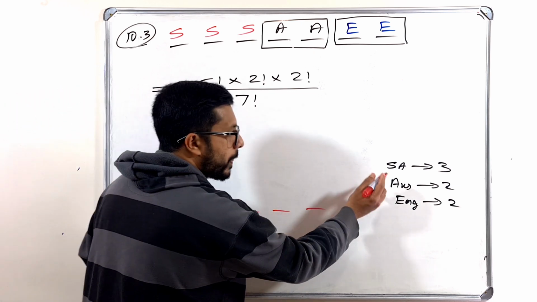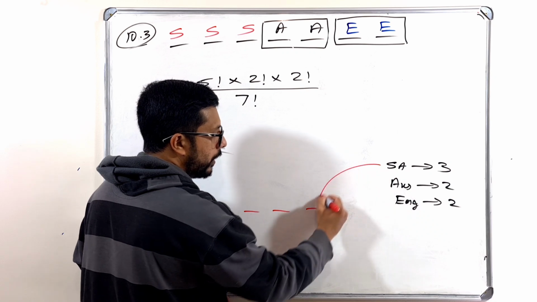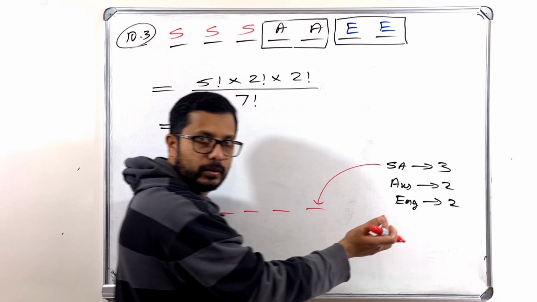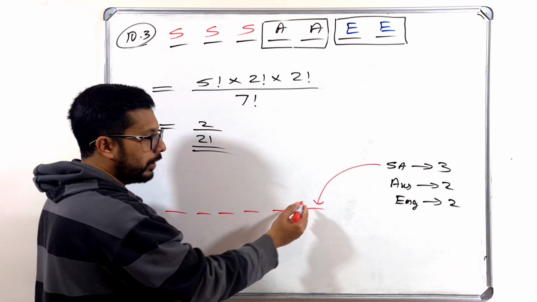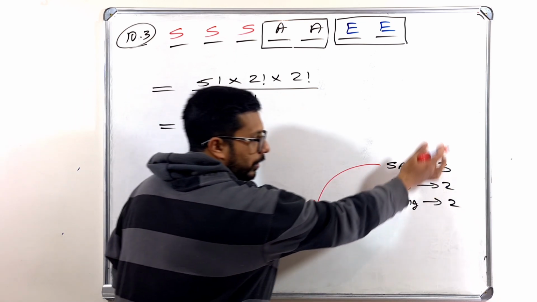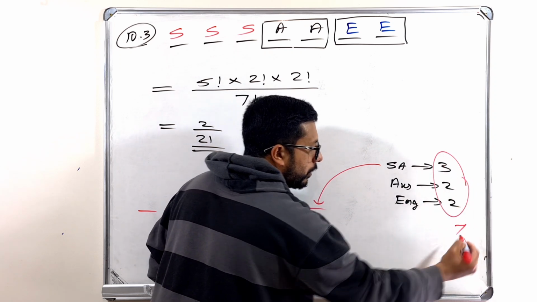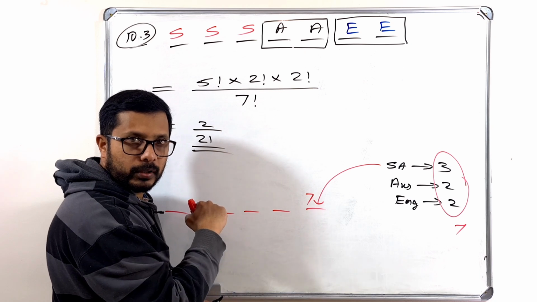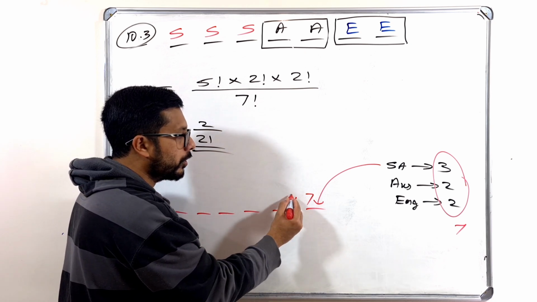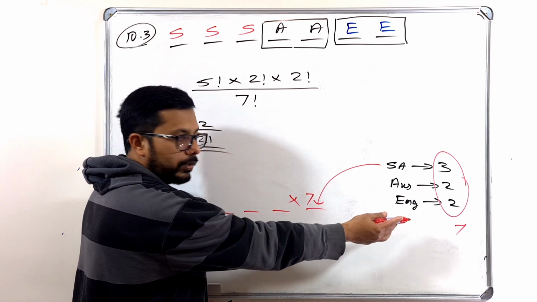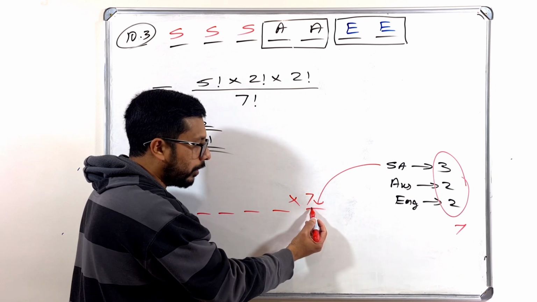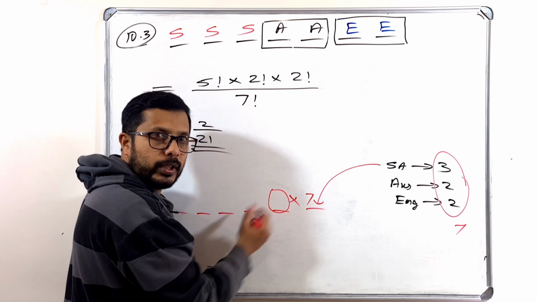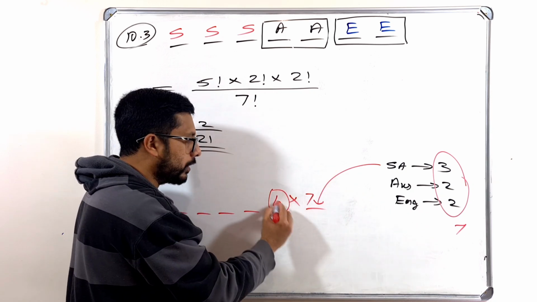So the first South African is going to come here. How many possibilities are there for this position to be filled? Out of the total, it is 7. So 1 is gone. Now for this position to be filled, how many options are there? Out of 7, 1 is here now. So for this room to be occupied, how many people are there? 6.